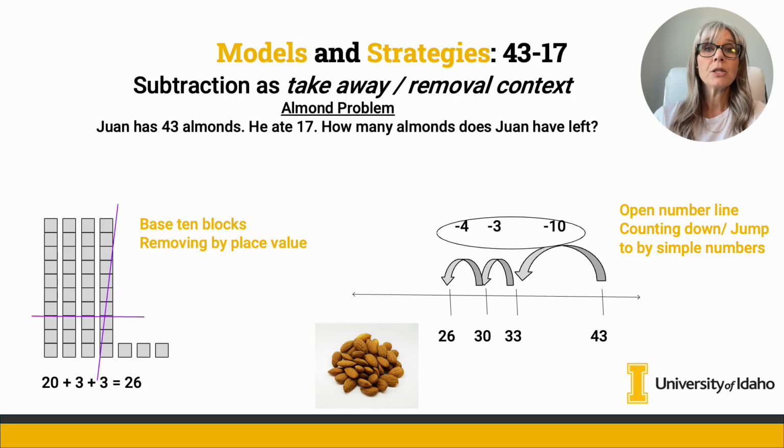Students will often tend to start by using manipulative pictures or something like tallies to represent the initial number of almonds and then take away or remove the number eaten. Take a moment to pause and study these models, then click play when you're ready to continue.